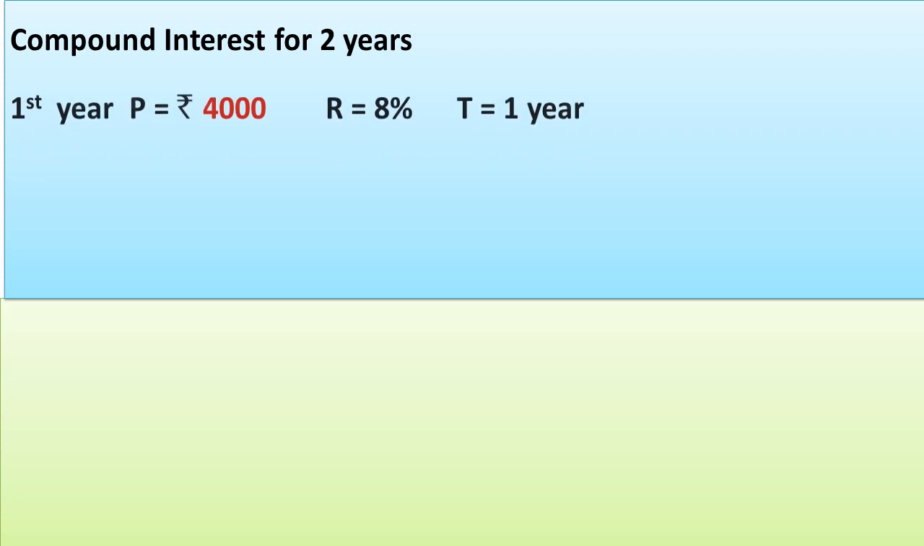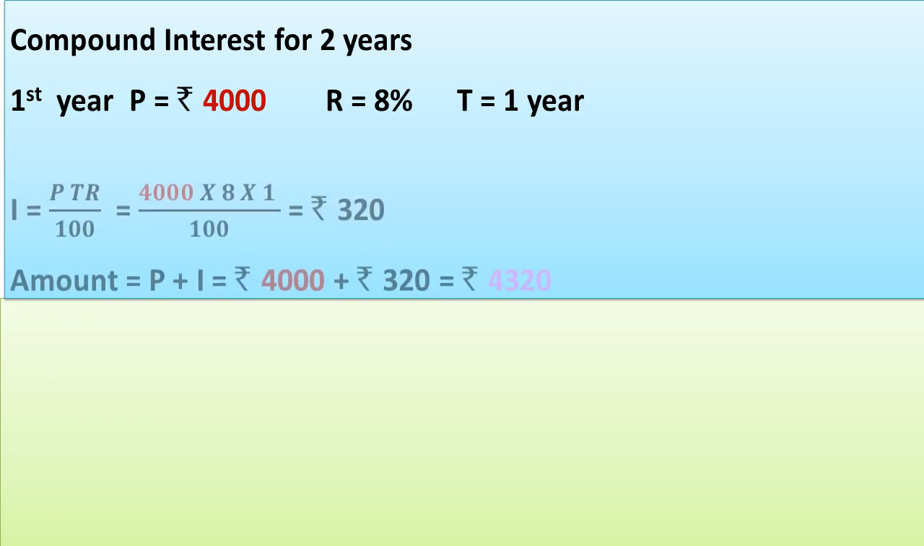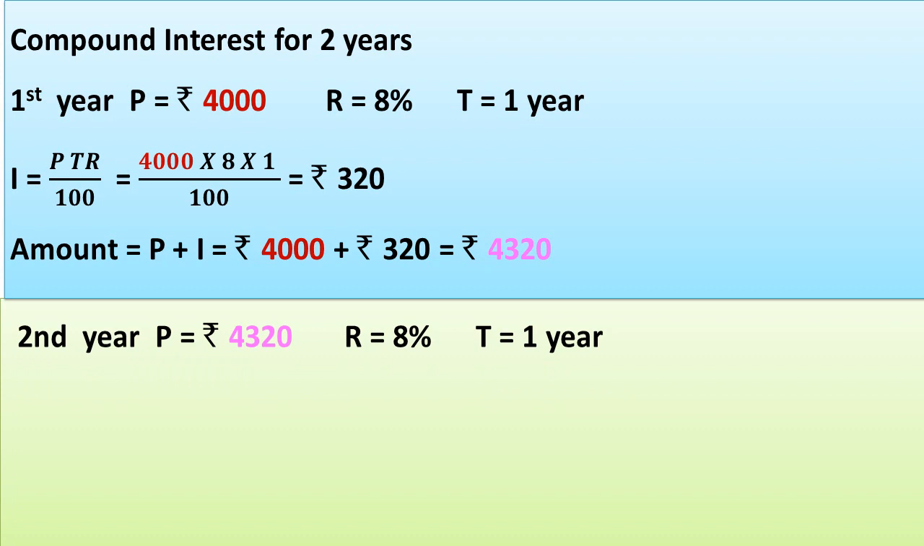Now calculate the compound interest. Consider the principal for 1 year as rupees 4,000 and rate of interest is 8%. At the end of the first year, the amount will be equal to rupees 4,320. So the compound interest for the second year should be calculated by considering the principal amount as rupees 4,320, which was the amount to be paid at the end of the first year. I hope this step is clear for you.